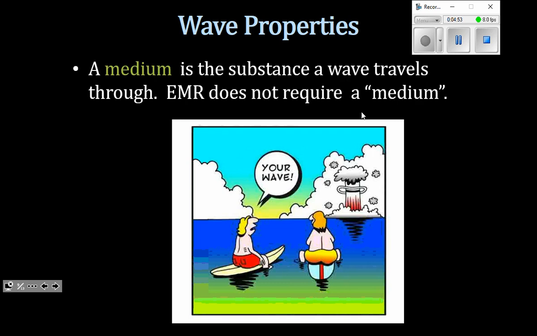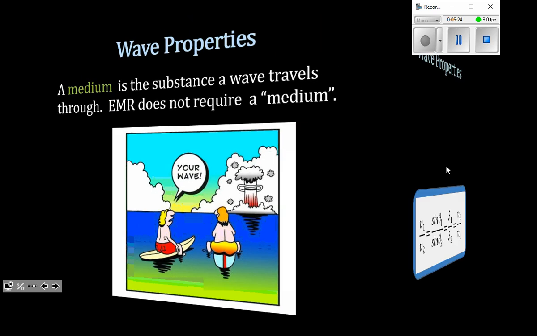The medium is the substance that a wave travels through. EMR, unlike other waves, other than the mechanical waves that all need a medium, does not require a medium, which was one of the problems in the early days of discussing wave or particle, because they knew that light traveled through space. They believed space was a vacuum, and other waves are not able to travel through space.